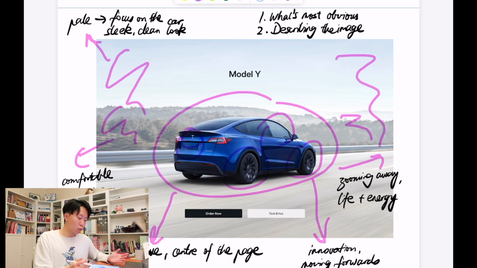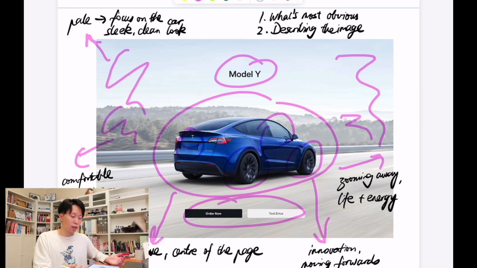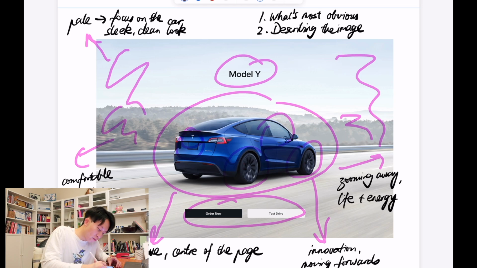And then you'd analyze the words as well here. I won't go into too much detail, but briefly, like Model Y, Order Now, Test Drive. I think the font is all pretty simple and clean, which is the whole look it seems that this photograph is going for. So clean, simple, and it places focus on the important parts.